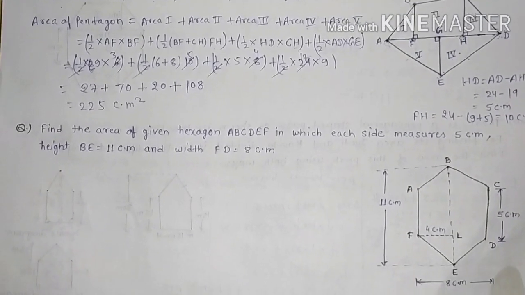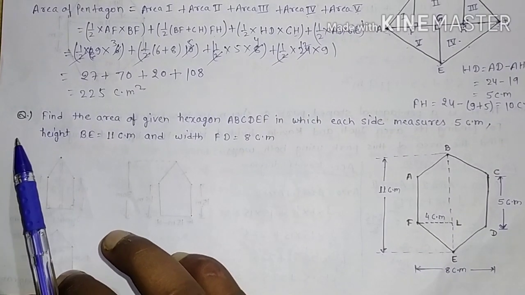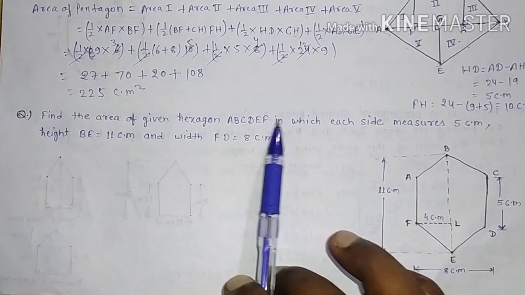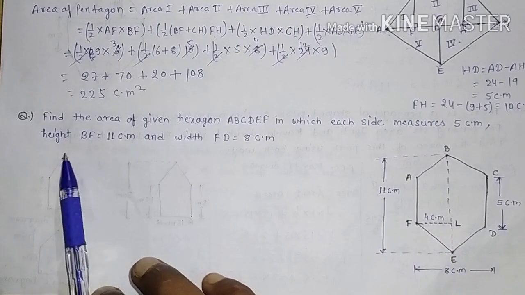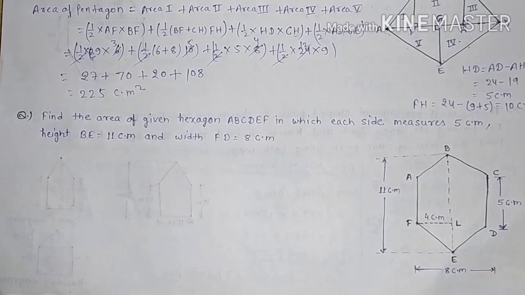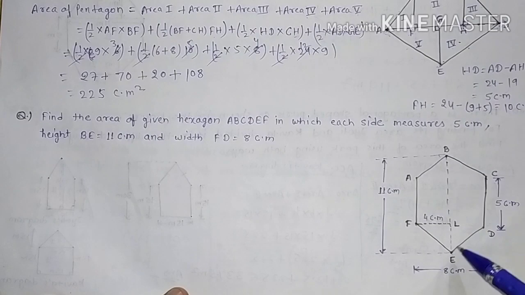Now the next question. The question is given here. Find the area of the given hexagon A, B, C, D, E, F in which each side measures 5 centimeter, height BE equals 11 centimeter, and width FD equals 8 centimeter. Now this is hexagon A, B, C, D, E, F.